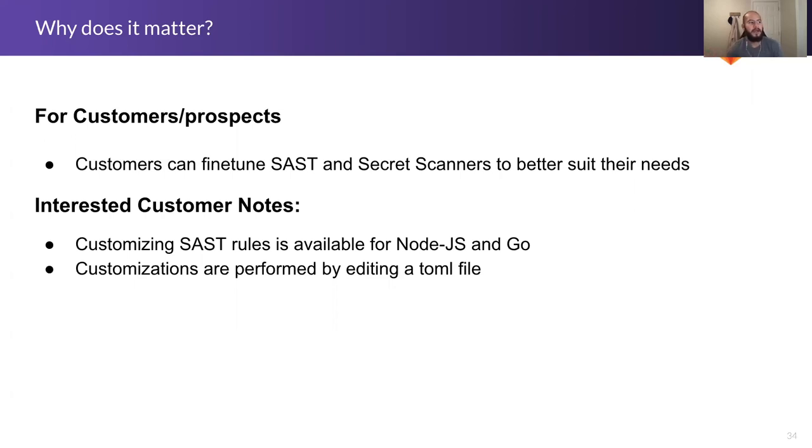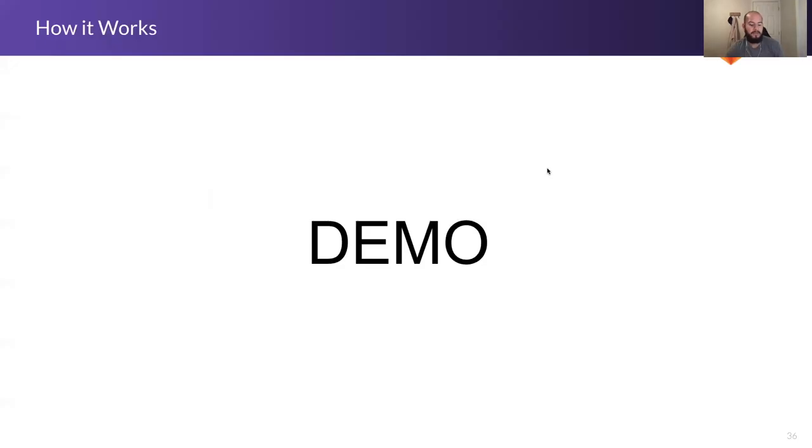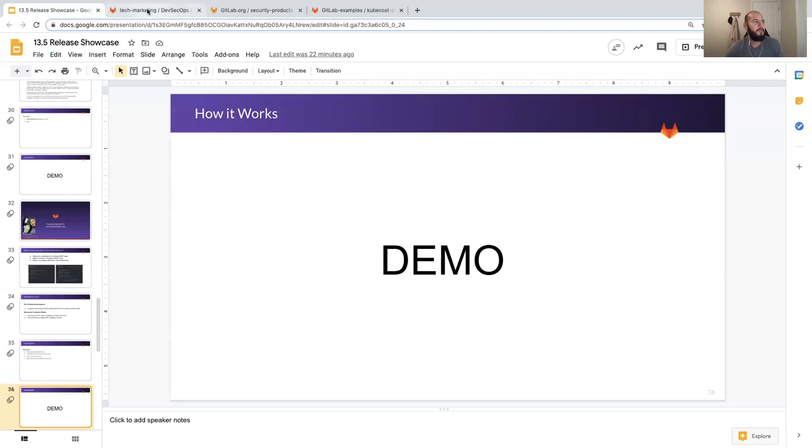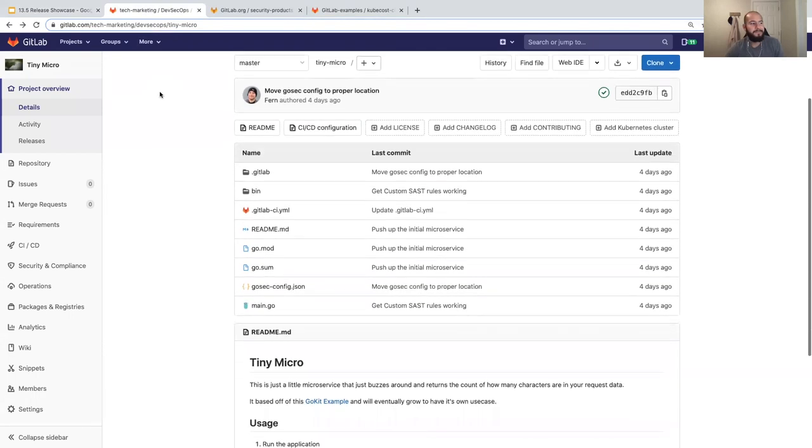One thing to note is that right now this is available in the SAST for Node.js and Golang, and these customizations can be provided by editing a TOML file. And now, let me jump into this demo. So I've created this project called Tiny Micro. It's just a simple Go microservice. And I'm going to show you how this works.